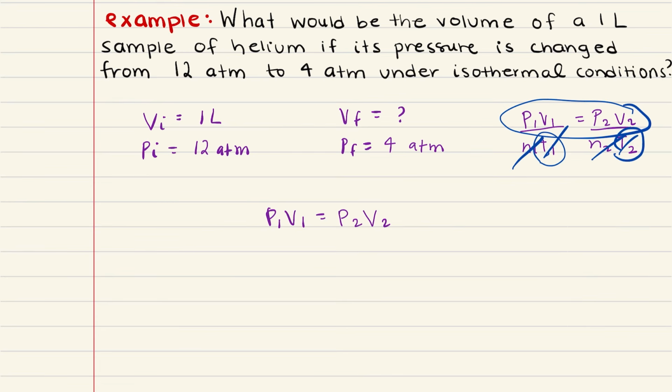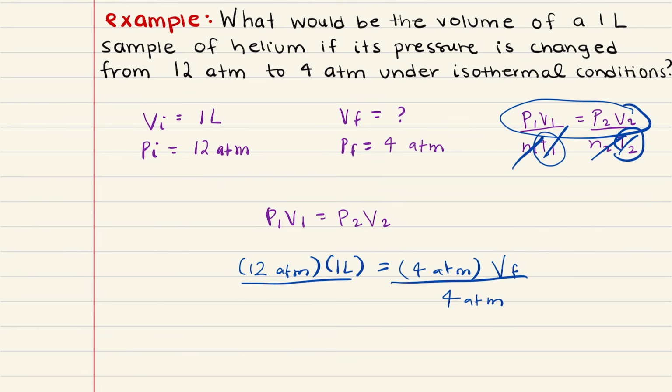So now let's go ahead and plug in things. The initial pressure is 12 atmosphere, initial volume is 1 liter. Final pressure is 4 atmosphere, and we want to figure out that final volume. We're going to divide both sides by 4 atmosphere so that we can solve for final volume. What we get for final volume is 12.